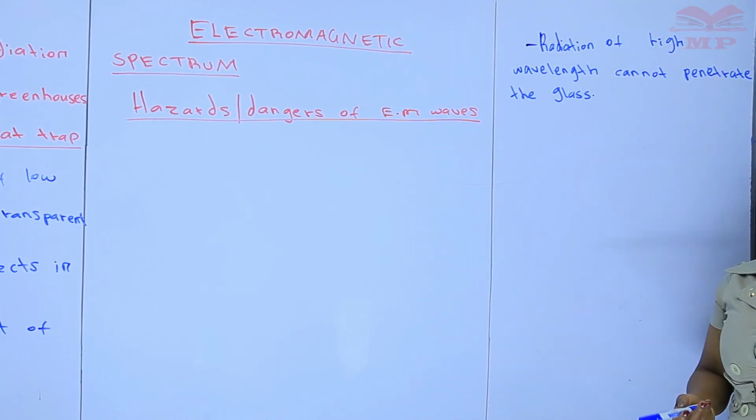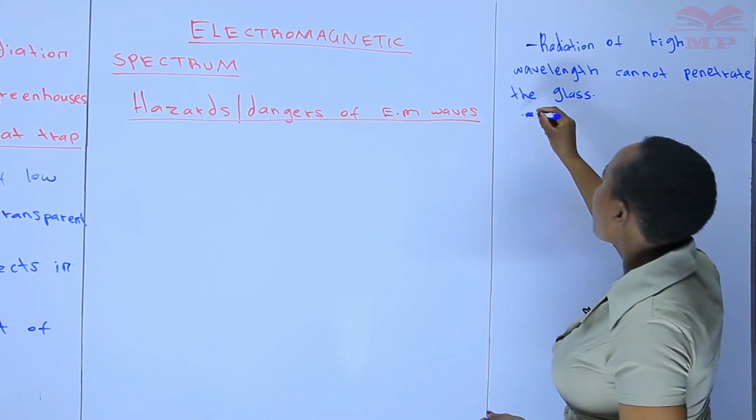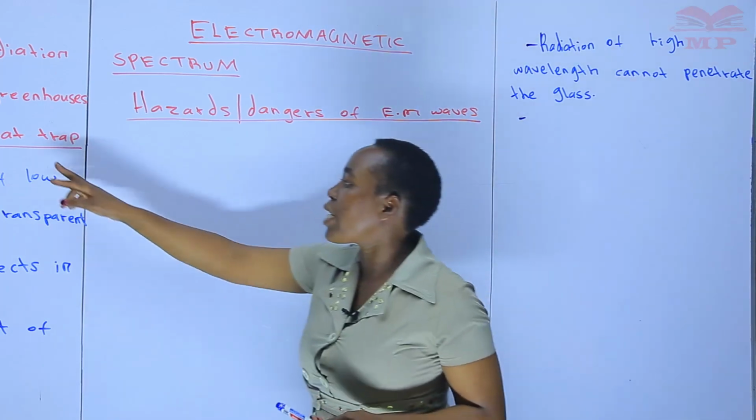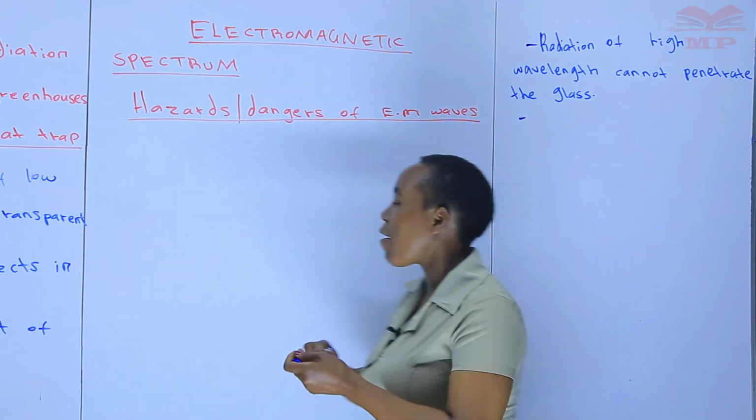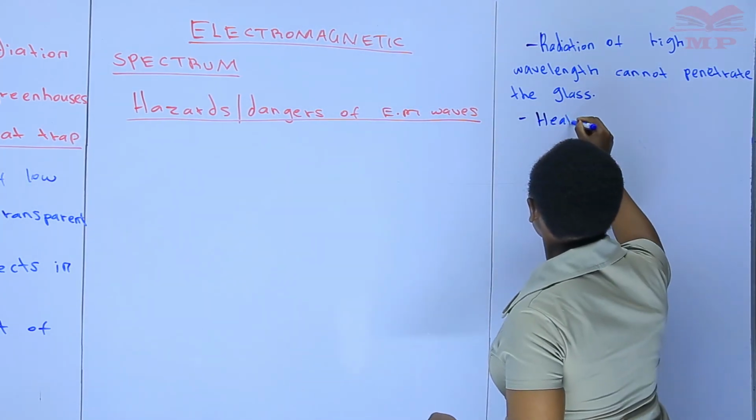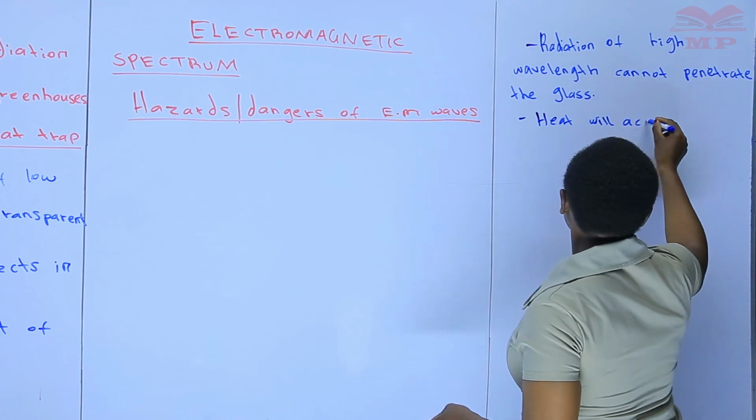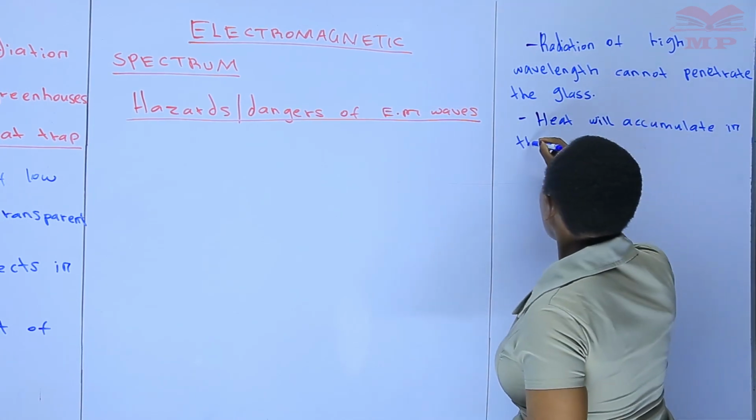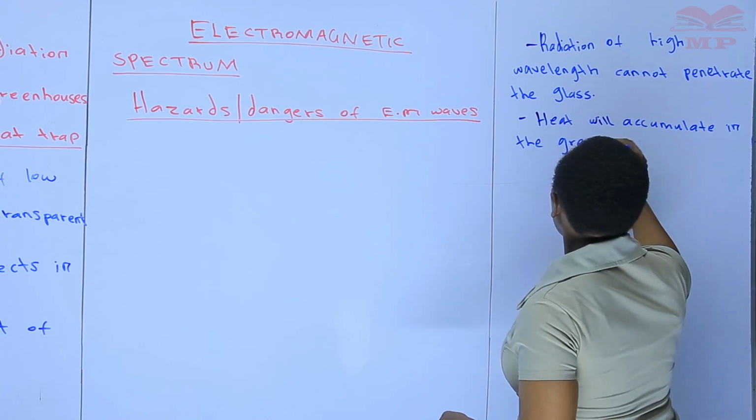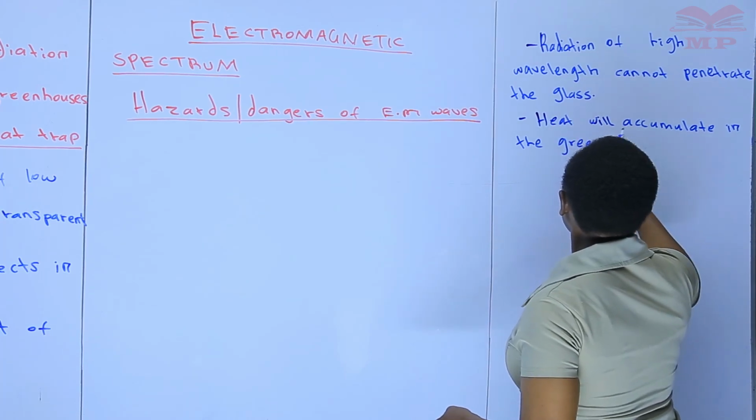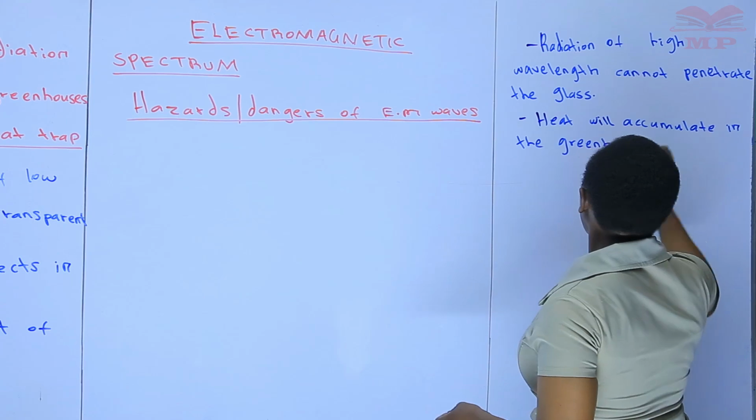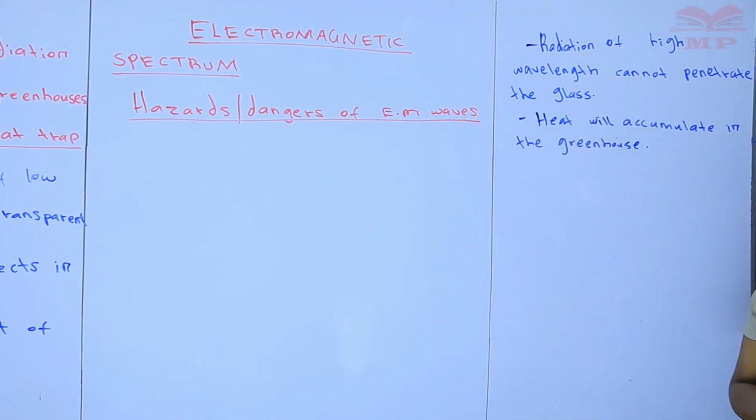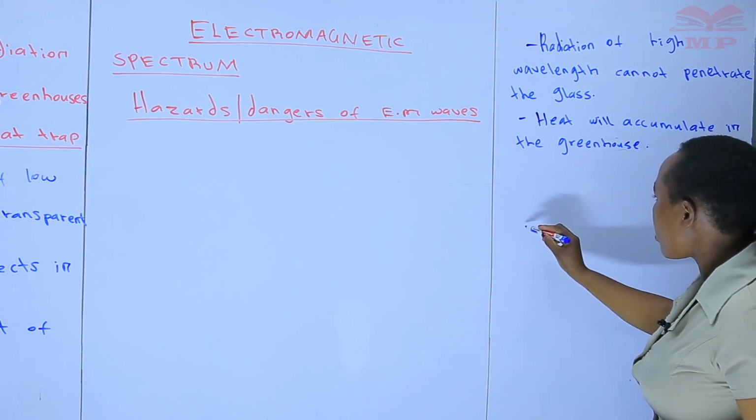And what will happen when it is not able to penetrate the glass? Then it means that it will bring out what we are calling the heat trap. And therefore, heat will accumulate in the greenhouse. And this is simply what we are referring to as the greenhouse effect. If I may explain it diagrammatically, this is what we mean.